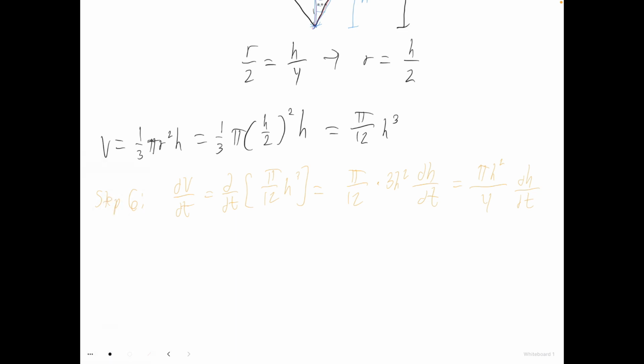And so now I want to solve for dh over dt. So we have dv over dt equals pi h squared over 4 dh over dt. Now, dh over dt is the thing I care about. So I'm going to multiply both sides by 4 divided by pi h squared to get dh over dt by itself.